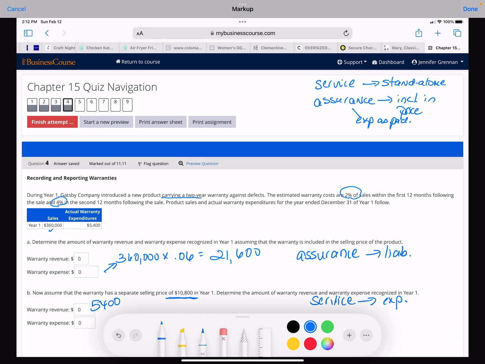That's where NBC or mybusinesscourse.com has an incorrect answer. For the warranty expense, we're just going to look at however much we spent. That's also $5,400. Weird coincidence. I think that's probably what messed them up.